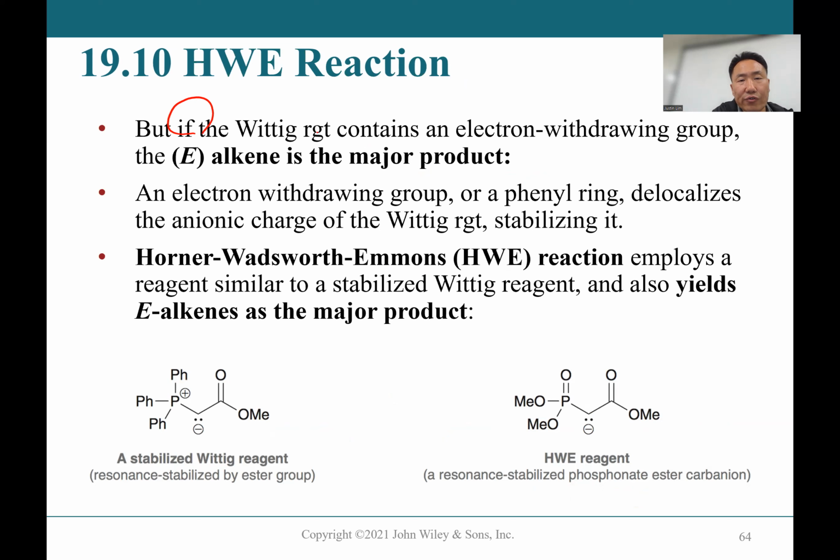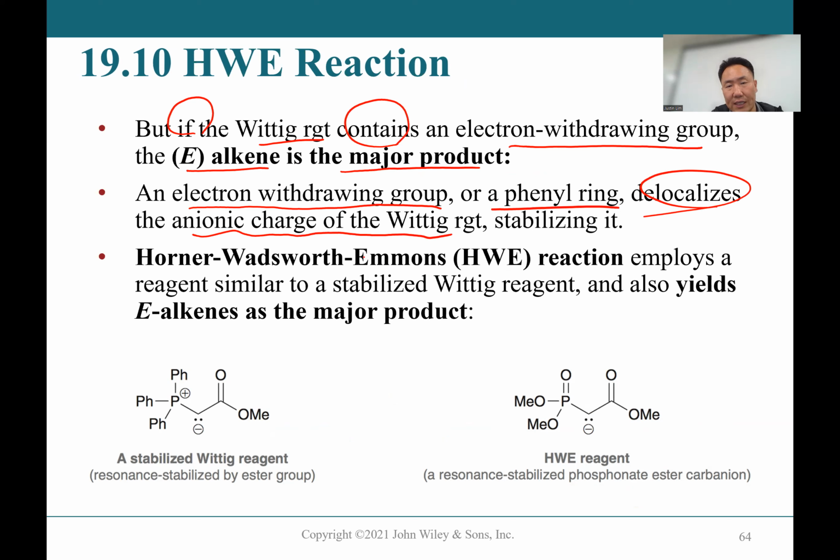But if the Wittig reagent contains electron withdrawing groups, the E alkene is the major product. An electron withdrawing group or a phenyl group delocalizes the anionic charge of the Wittig reagent, stabilizing it. So the Horner-Wadsworth-Emmons reaction employs reagents similar to stabilized Wittig reagents, also yielding the E alkene as a major product.